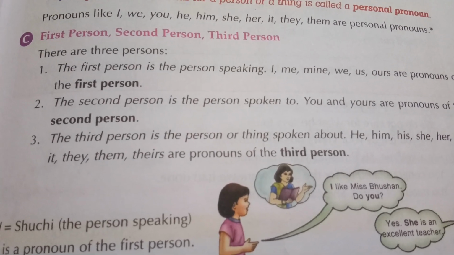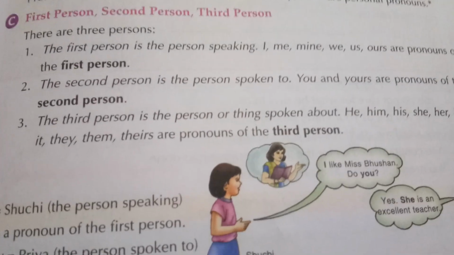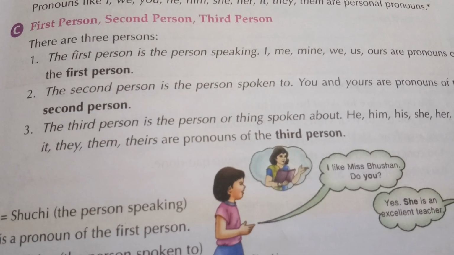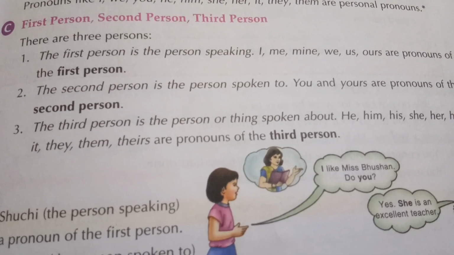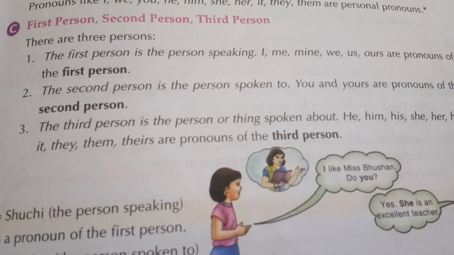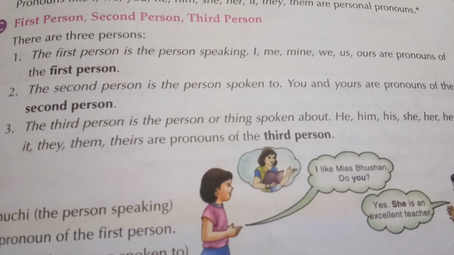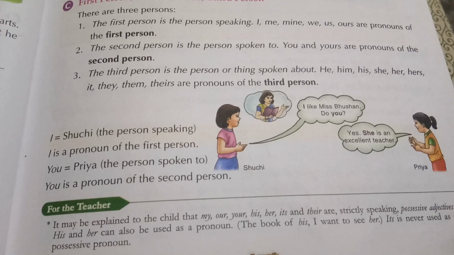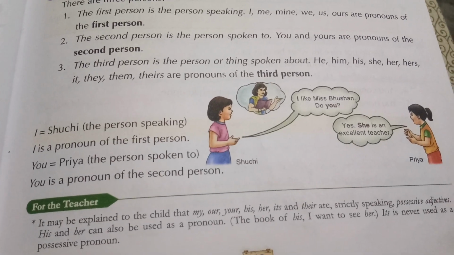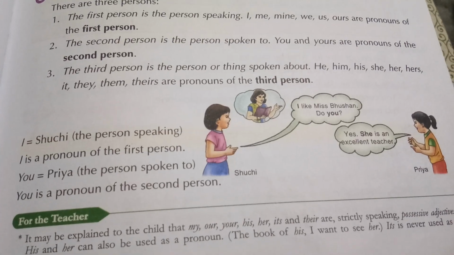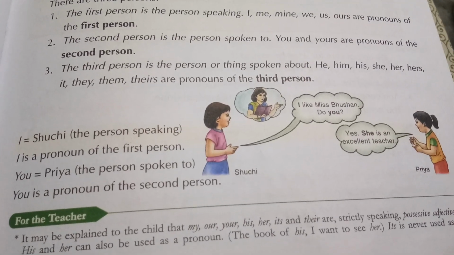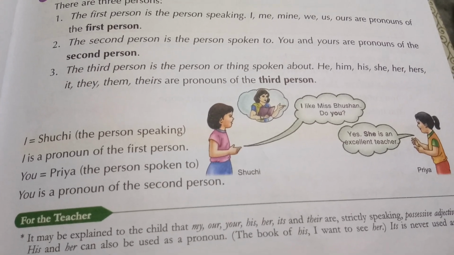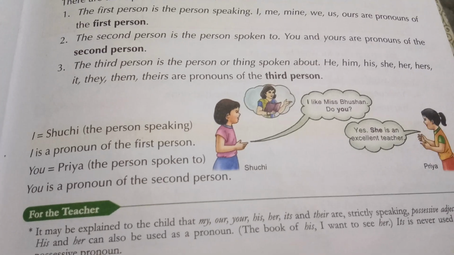And second person is always you and yours. एक बोलता है, दूसरा सुनता है. So second person is always you or yours. And the third person is always about whom we are talking. जिसके बारे में हम बात कर रहे हैं, that person is always the third person. That can be a thing, animal, or a person. Suppose he, him, his, she, her, hers, it, they, them, theirs. These all are the pronouns of third person.